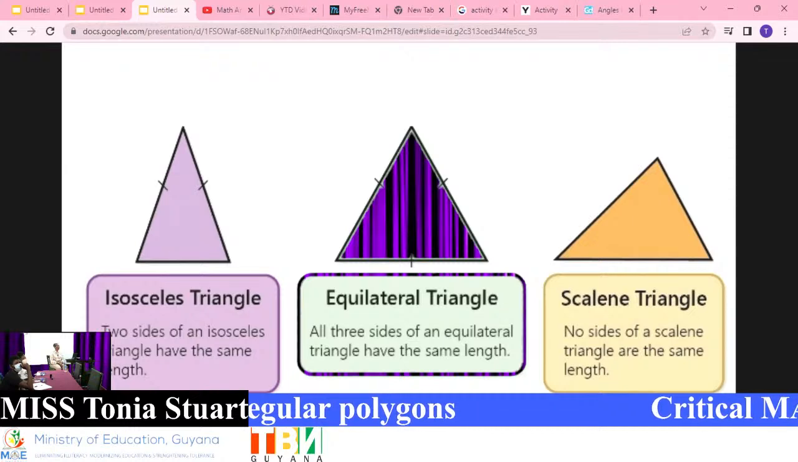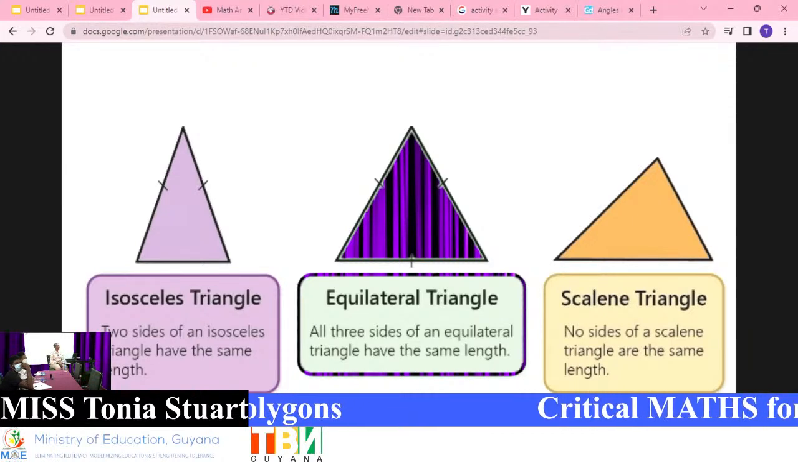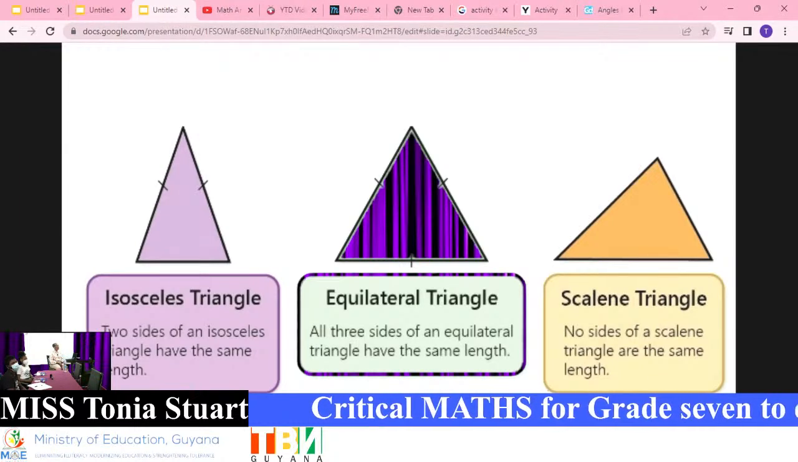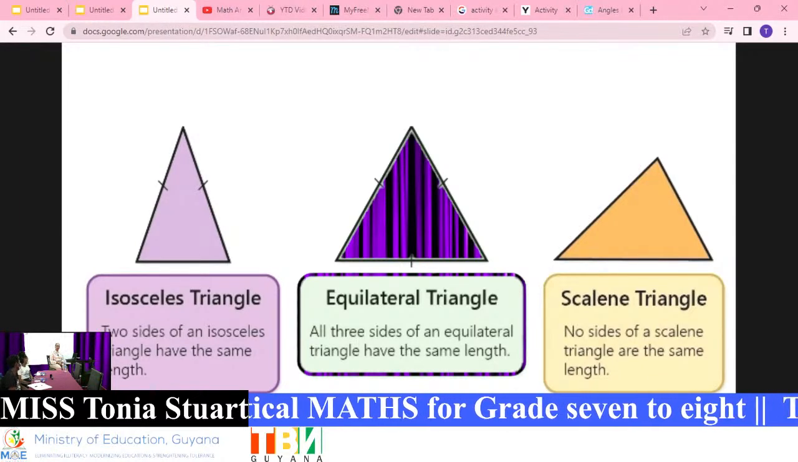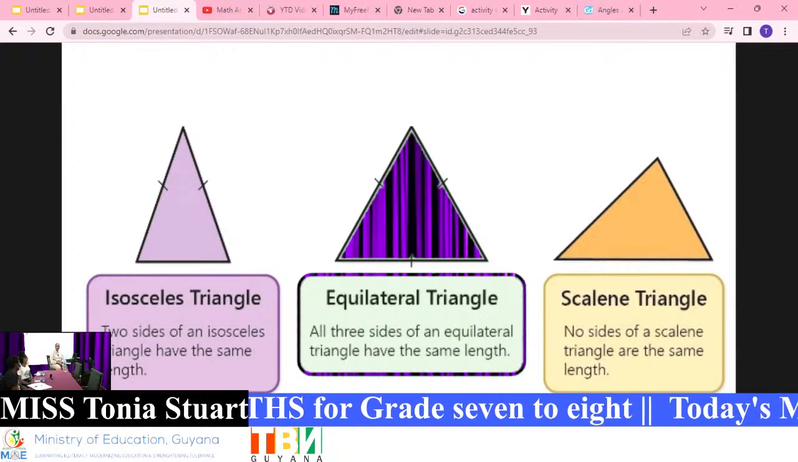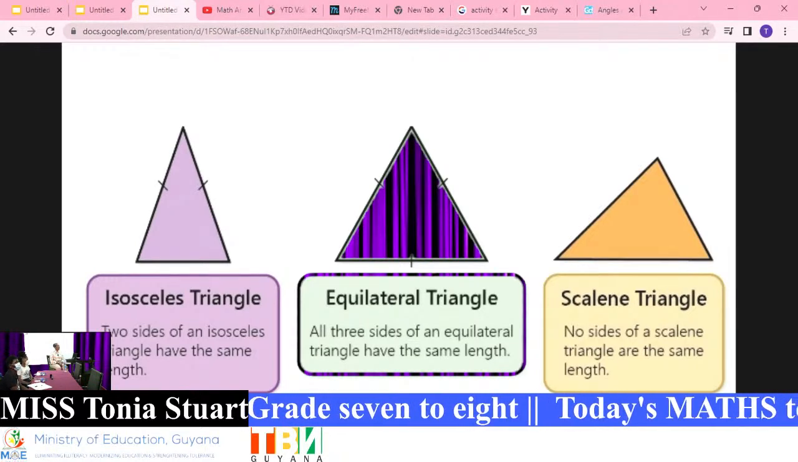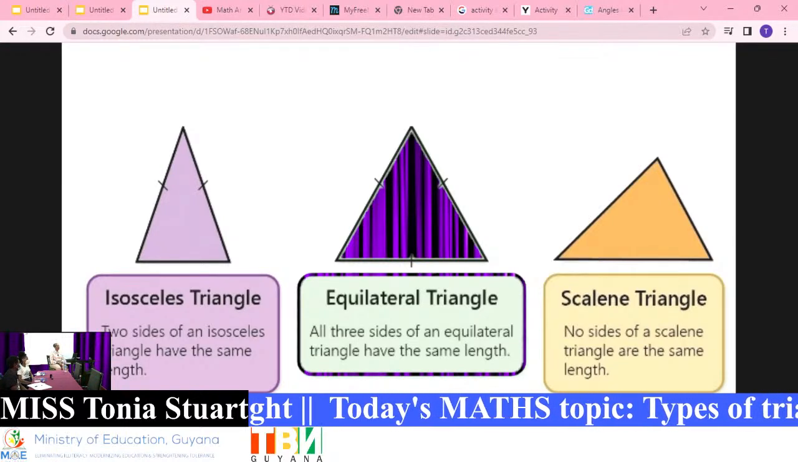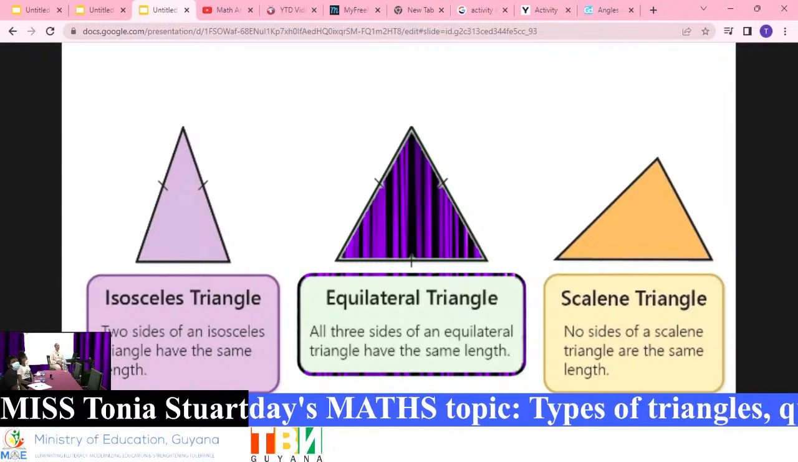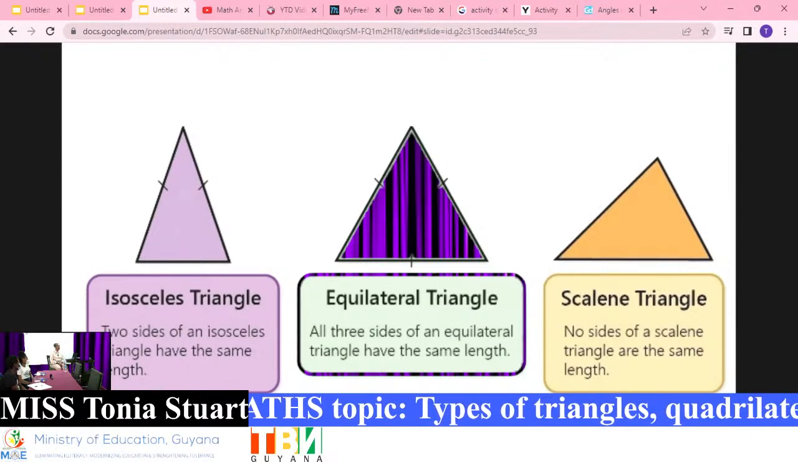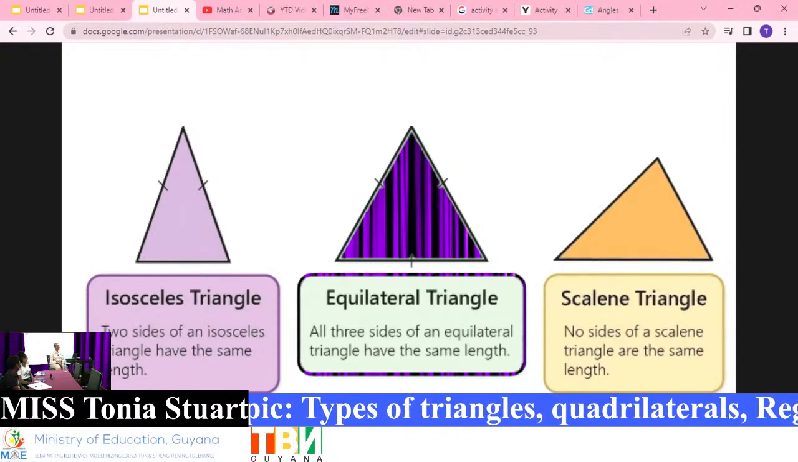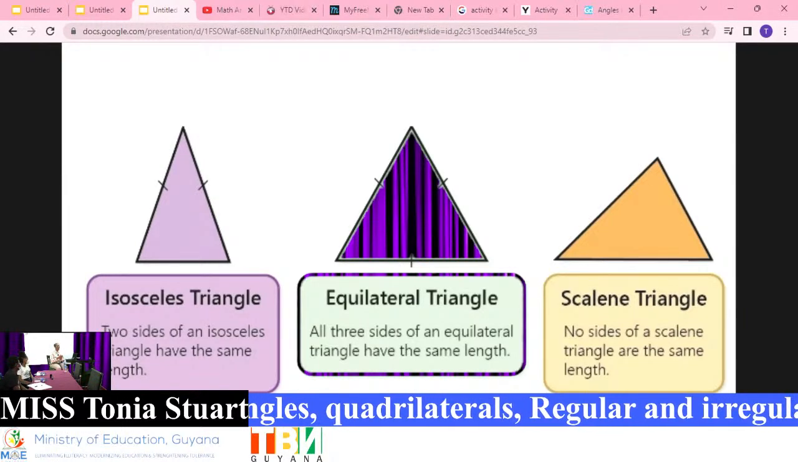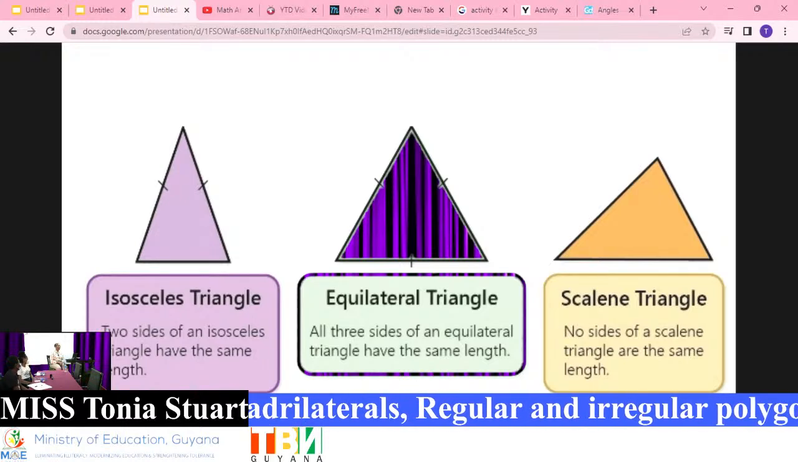The third one. Scalene triangle. No sides of a scalene triangle are the same length. Exactly. So one triangle has two equal sides. The equilateral triangle has all three sides equal. And the scalene triangle has no sides equal to each other. So one thing we should note is that we have triangles according to angle and triangles according to sides.